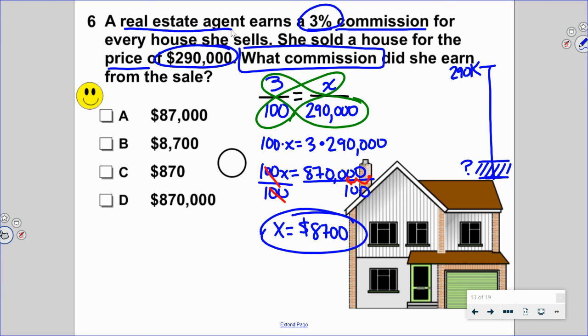Just a fair warning, most real estate agents do not get to keep all that. They have to split it up with whatever company they're working for. So if you're thinking, man, that's a great payday, it is, but it's got to be shared with the rest of the office.